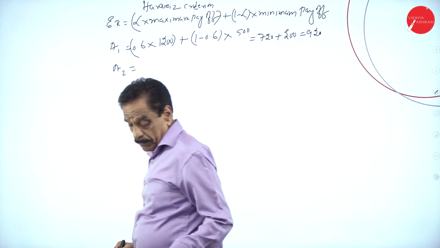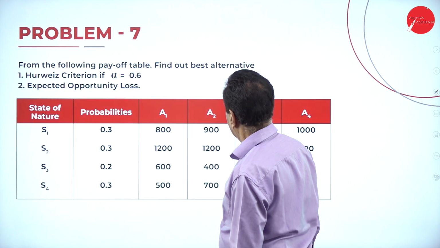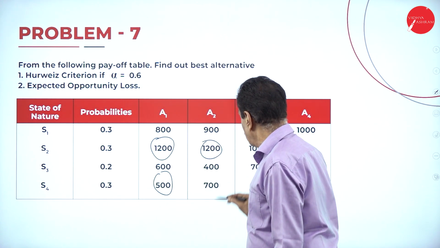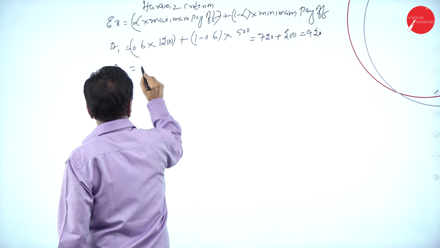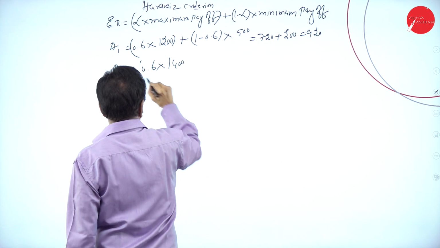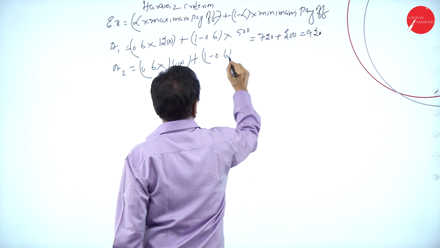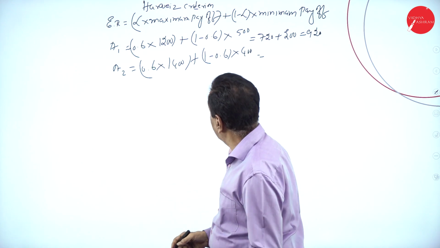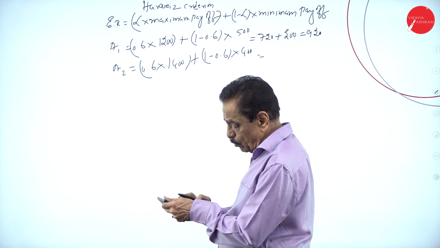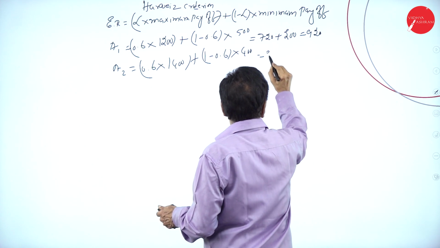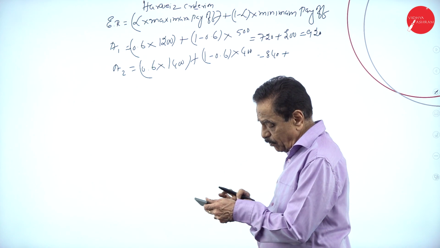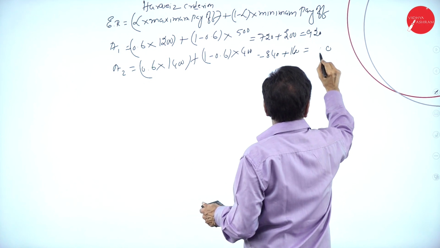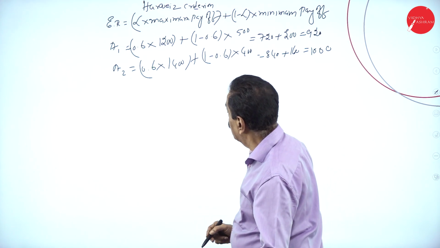This is your A1. A2, come back to second one. Here highest is how much? 1200, minimum is 400. 0.6 into 1200 plus 1 minus 0.6 into your minimum, 400. 0.6 into 1200, 720, plus 0.4 into 400, 160, 880.